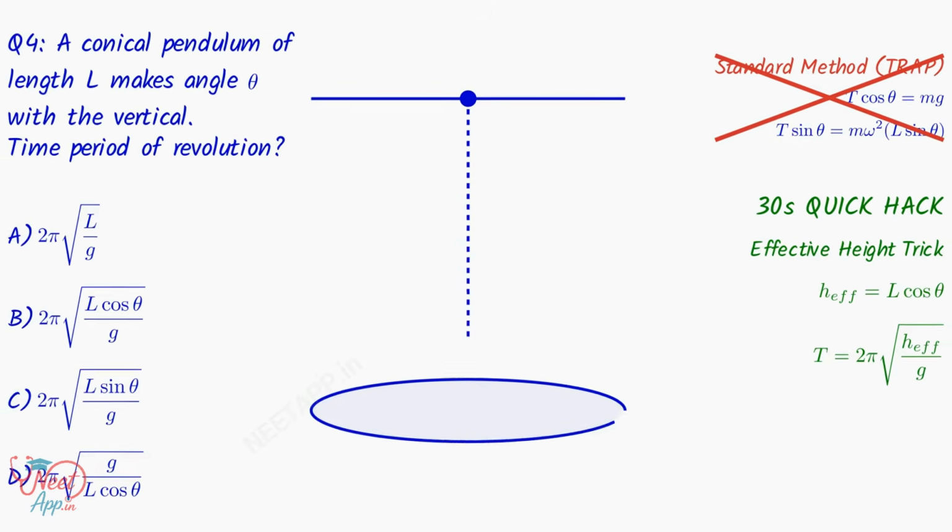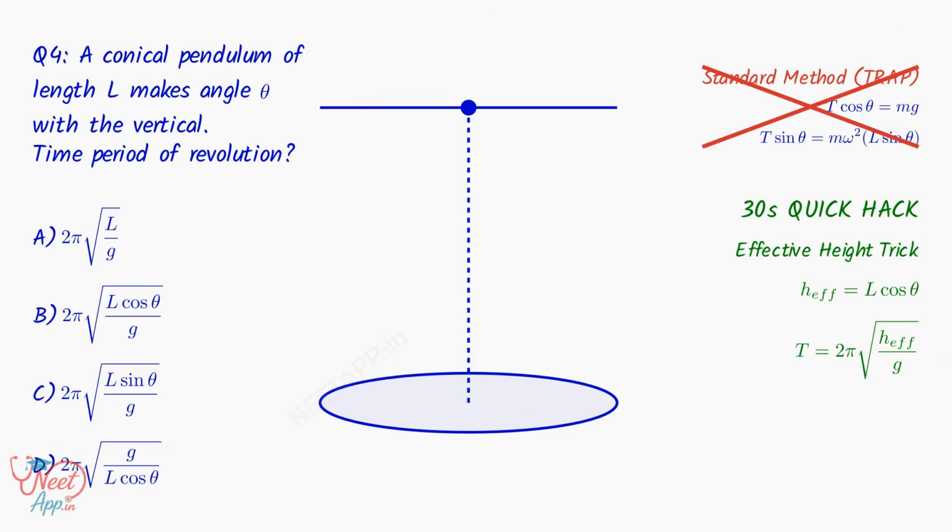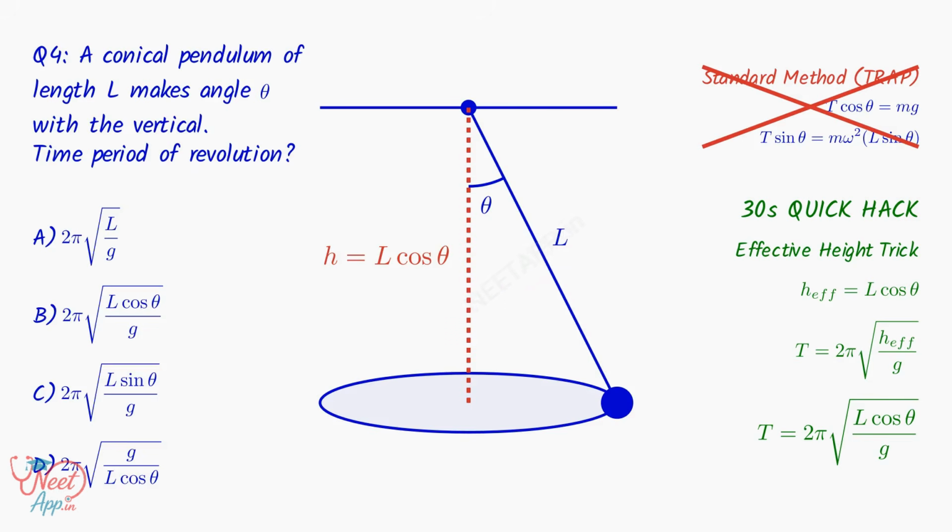Here is the 30-second shortcut, the effective height shadow trick. A conical pendulum is just a simple pendulum hiding in a shadow. Just find the effective vertical height h, which is simply L times cosine theta, and plug it directly into the standard simple pendulum formula. Look at the diagram. We drop a straight vertical line from the pivot to the orbital plane. That effective height is exactly L cosine theta. Plug that into T equals 2 pi times the square root of height over g. That immediately gives us option B. Find the shadow height, skip the force balancing and save your time.